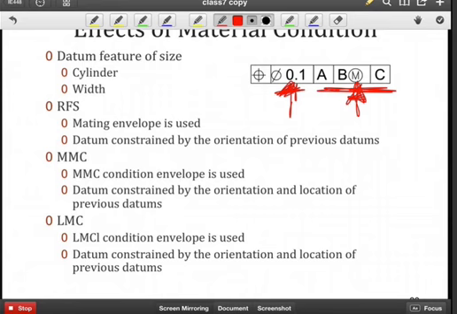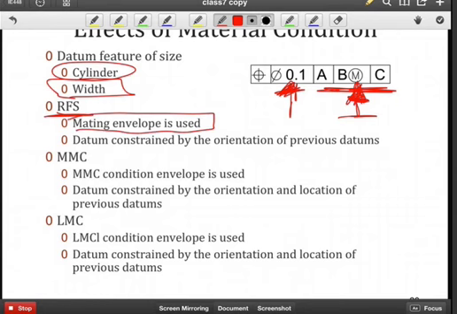Well, the same will apply for datum references. In other words, we'll allow the position, in this case, to vary even more if the feature of size itself is varying. So when we think of a datum feature of size, we might think of a cylindrical type of feature or a slot kind of feature, as we've seen before. If it's regardless of feature size, then of course the mating envelope is used to establish the datum.